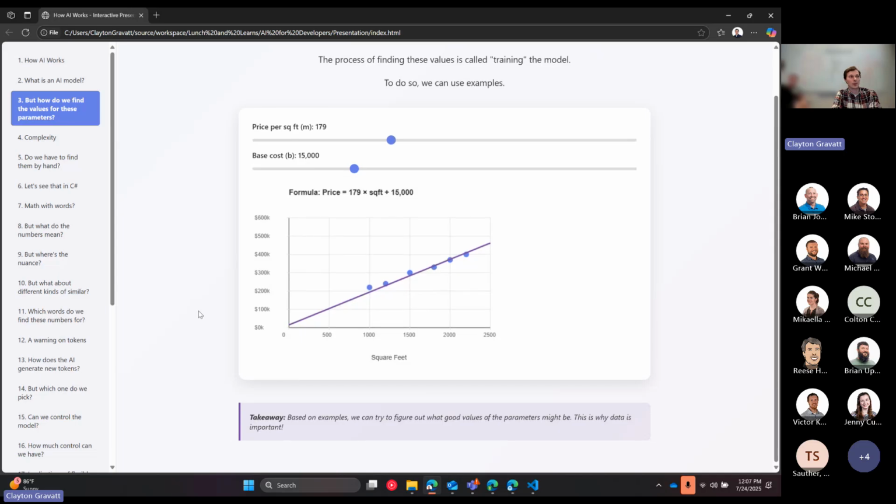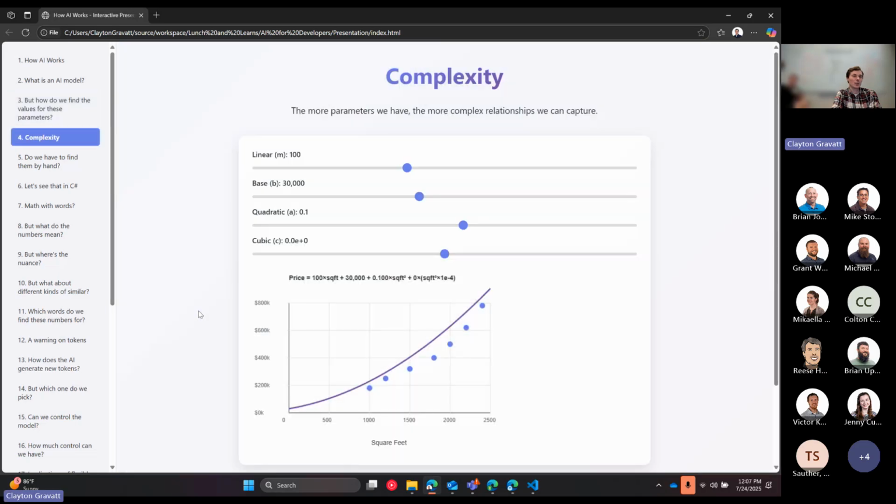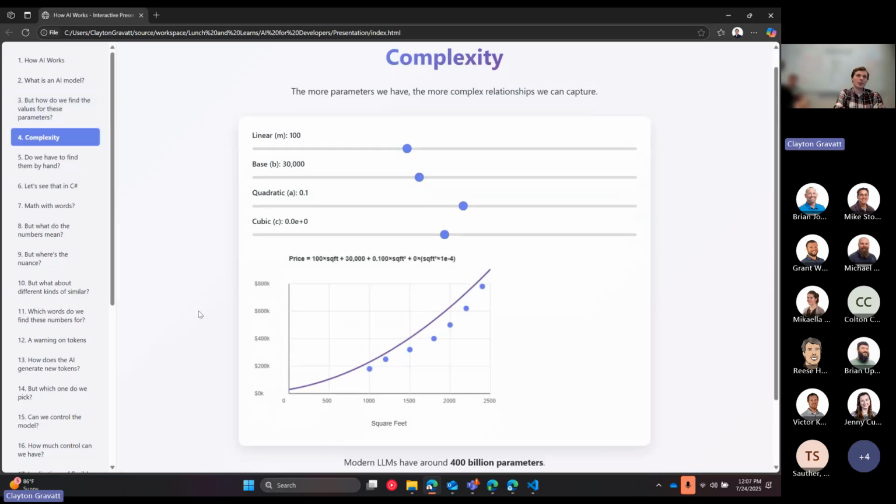Any questions so far? Awesome. Moving right along. So on complexity here, the more of these parameters that we have, the more complex the relationships are that we can capture. Go ahead, please. So now we've moved up from having 2 parameters here to instead having 4 parameters. And we'll see what we can figure out here.